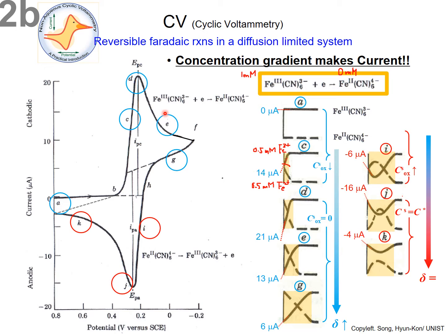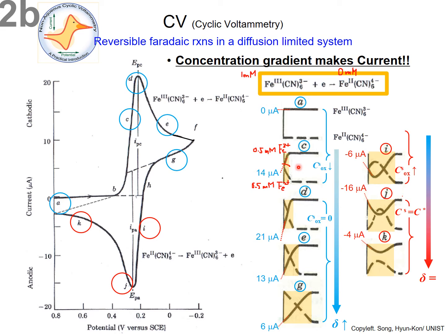Then let me go forward to the negative direction. Then finally we reach the peak current point. Here is the point D. And at the point D, we have this kind of concentration profiles for the oxidized species Fe3+ and the reduced species Fe2+. The most interesting point is that the surface concentration of the oxidized species is going to 0.